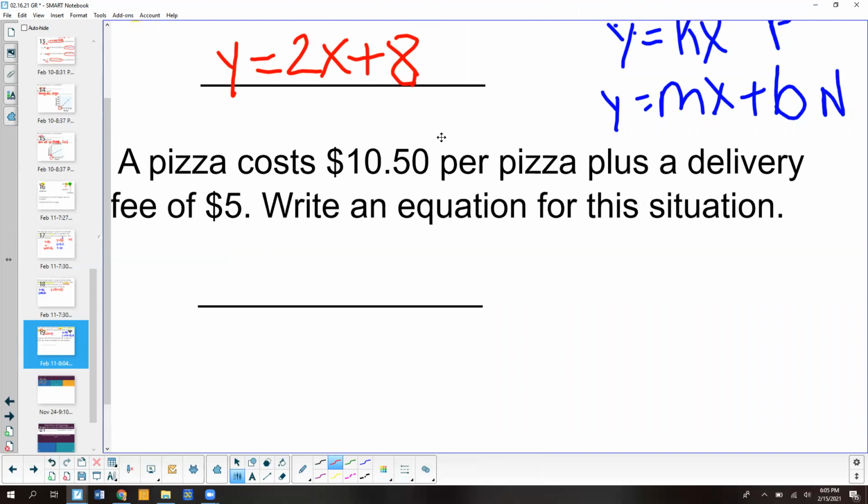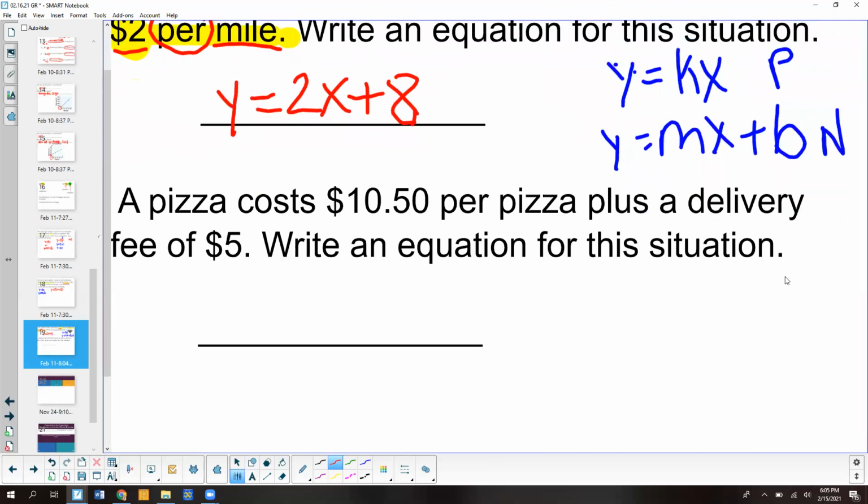A pizza costs $10.50 for pizza plus a delivery fee of $5. Write an equation for the situation. So we want to figure out what equation we could write that would represent how much we would pay given any number of pizzas that we bought.